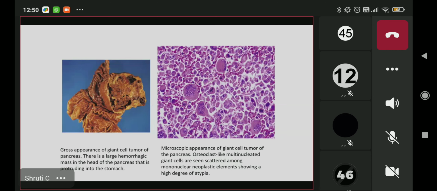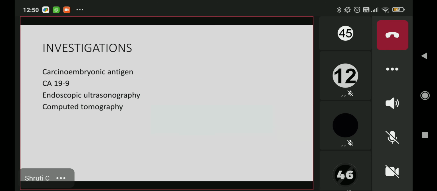Now the investigations: obviously ultrasound and CT will be done, but there are certain tumor markers which are very helpful in diagnosing the carcinoma. These are easy tests because they can be done in the serum of the patient. Not very specific, but associated with pancreatic carcinoma, are CA19-9 and carcinoembryonic antigen. So you should remember this as well.